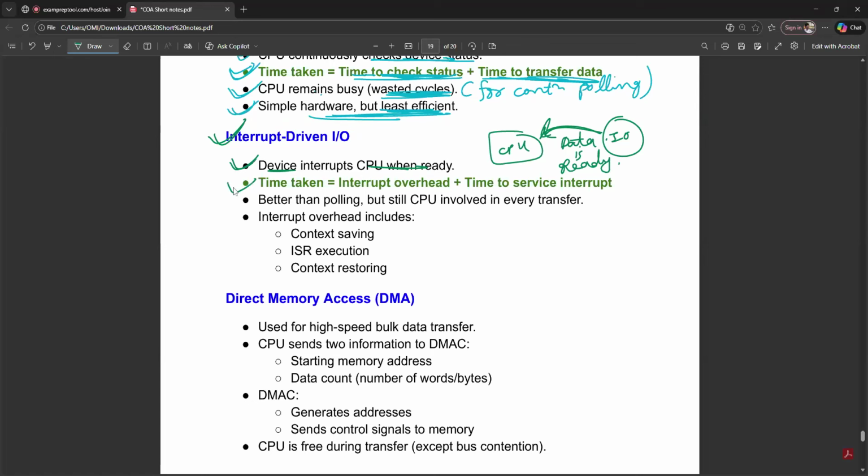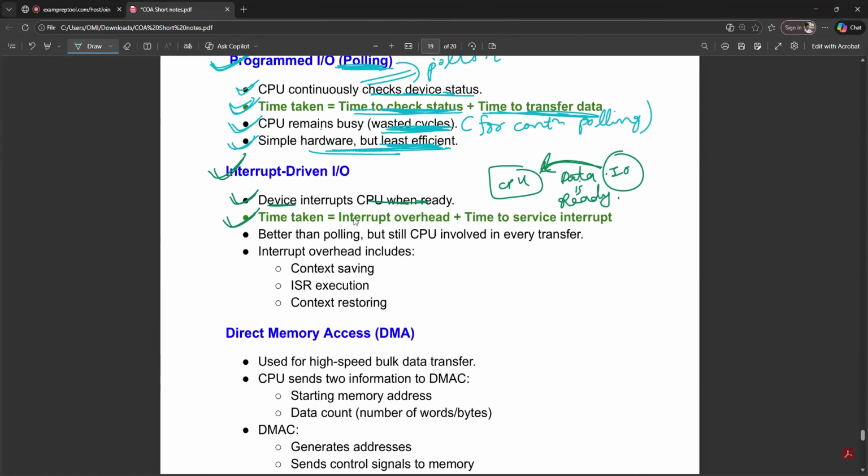Okay. So what is the time taken here? Time taken is interrupt overhead plus time to service the interrupt, right? So what does the interrupt overhead include? It includes the context saving, then interrupt service routine execution, then context restoring.